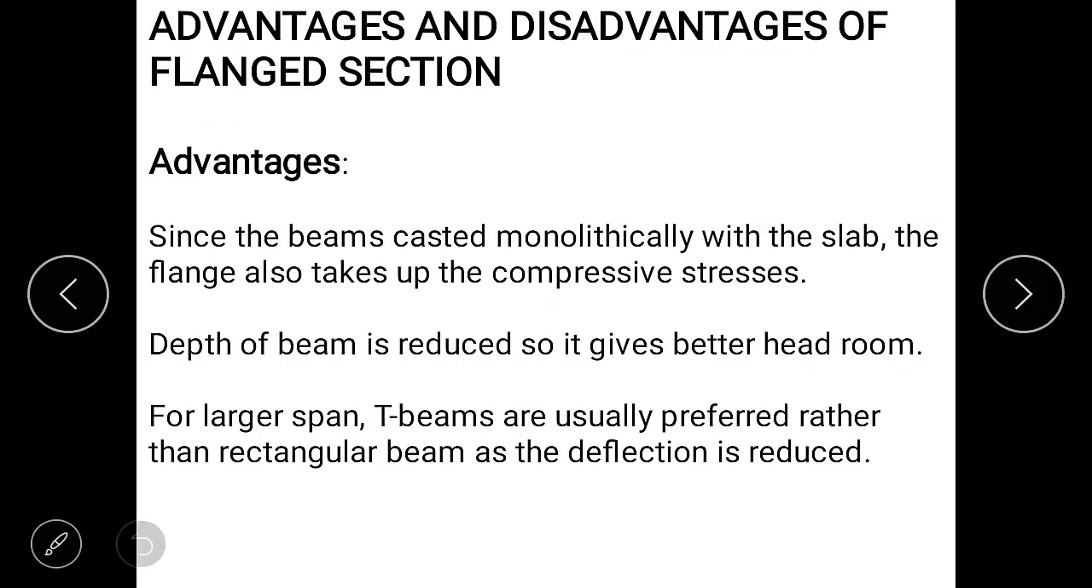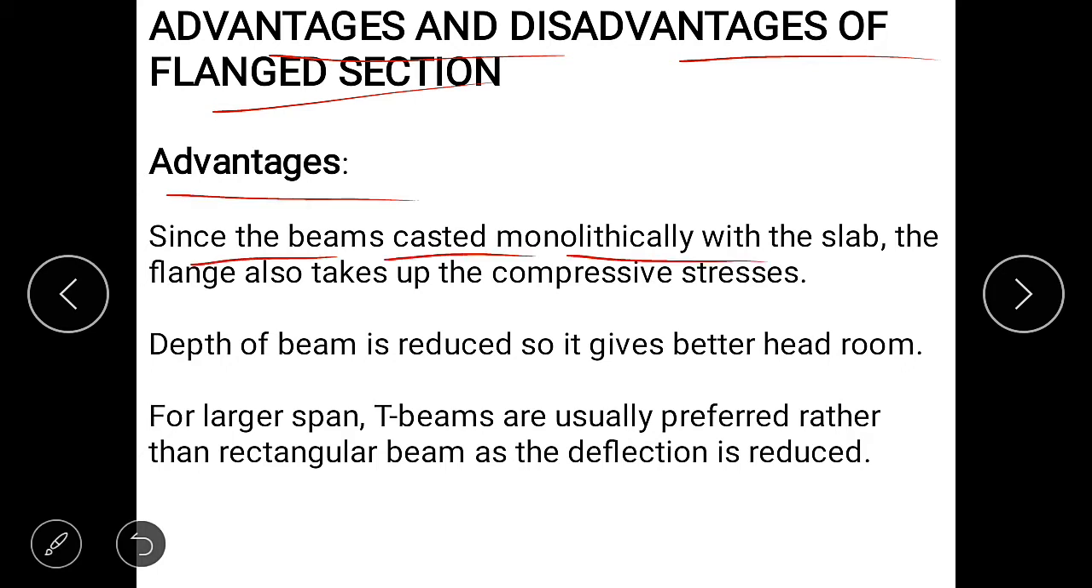Now, the advantages and disadvantages of the flanged beam. Advantages: since the beam and slab are cast monolithically, the flange, along with the slab, also takes up compressive stresses. When we cast beam and slab monolithically, the flange also takes up compressive stress.